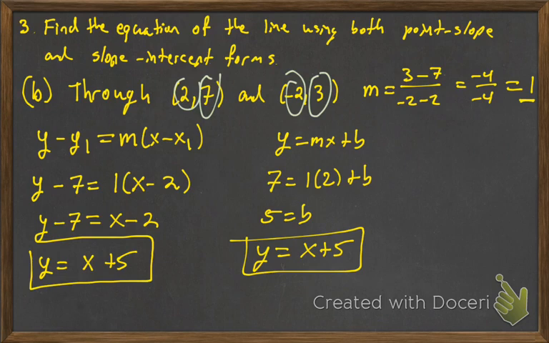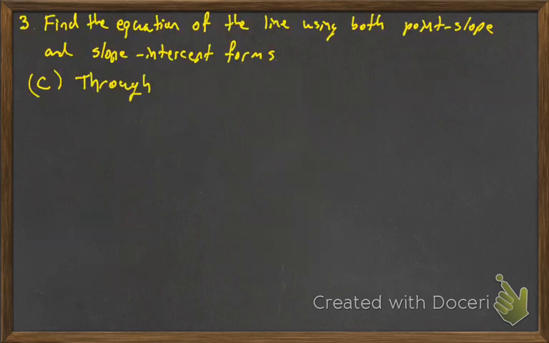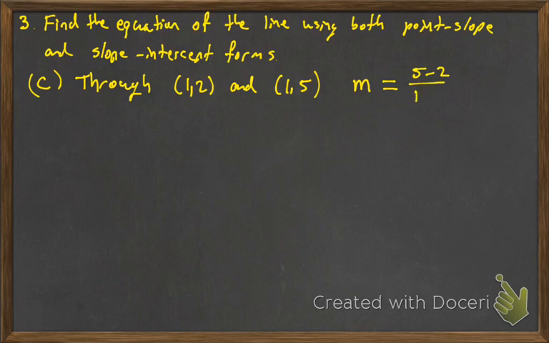Okay, so that's kind of the norm is what's going to happen if you're writing equations of lines. We'll look at the two outlier cases that can happen when we're doing this. So let's see what we got going on here. Okay, so we're going to look at through the points 1, 2, and 1, 5, and we need to find our slope. So it's going to be 5 minus 2 over 1 minus 1. That's going to be 3 over 0, and that is undefined.